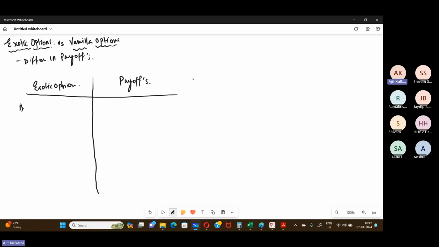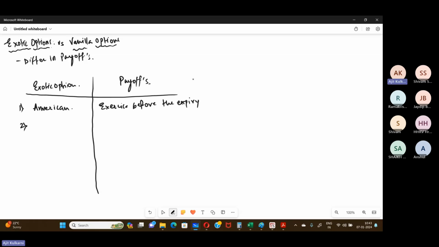For example, the American option. The American option is an option where you can exercise before the expiry of the option. Anytime up to the expiry of the option, you can exercise it. So that's how it differs from a regular vanilla European option. That is the American option.